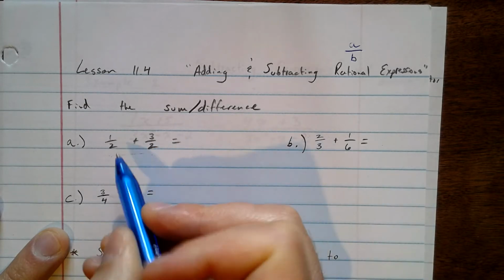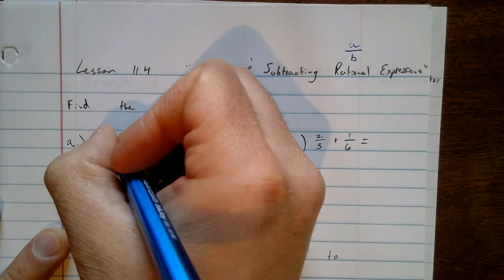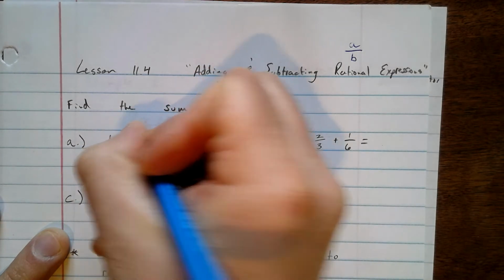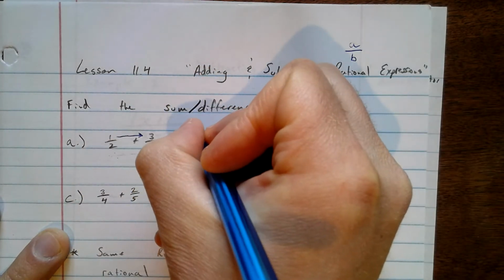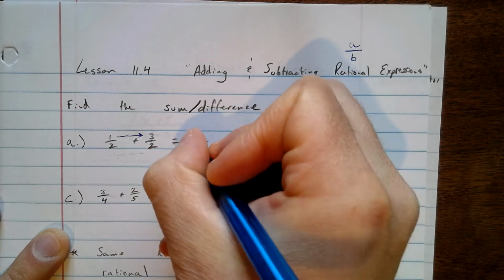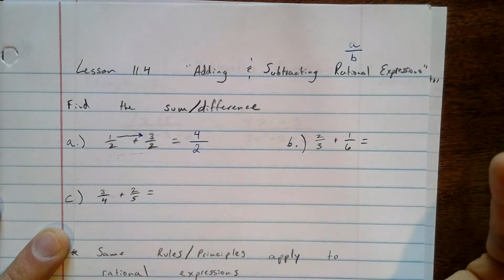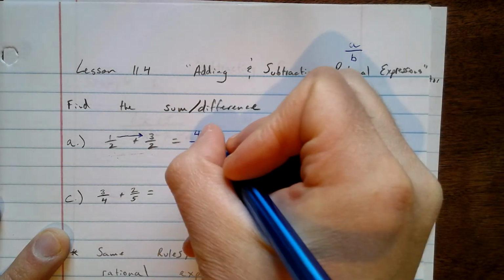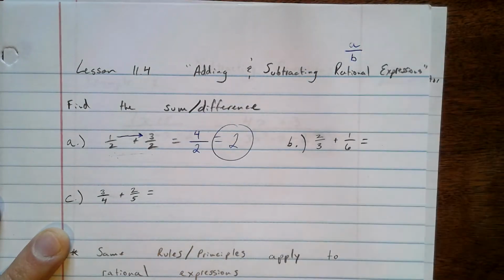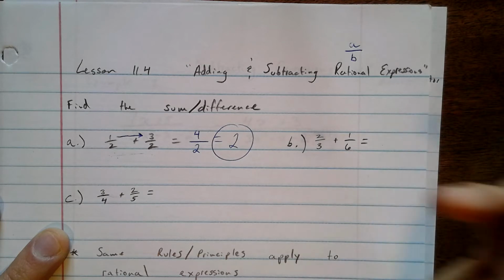So in order to do something like 1/2 plus 3/2, we would simply add the top numbers. 1 plus 3 is 4. And we would keep the bottom numbers the same as 2, and then reduce any fractions that we see. 4/2 reduces to the number 2. So that's an overview, or a quick review, on how to add fractions.